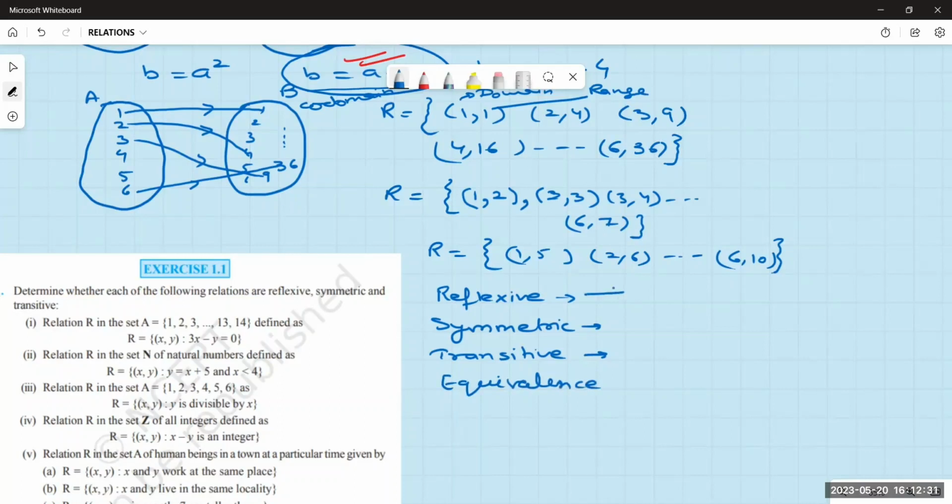Reflexive. When I establish the relation with myself only, I am making some relation here like (1,1). This (1,1) is the relation with itself only. Elements are same. Here (3,3). Sorry, this is (2,3). No, my mistake.